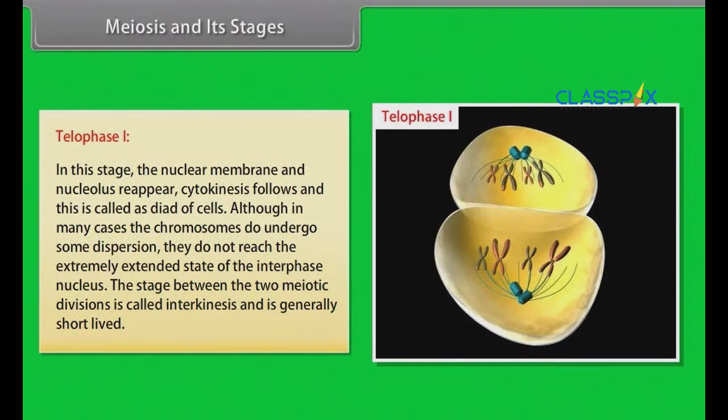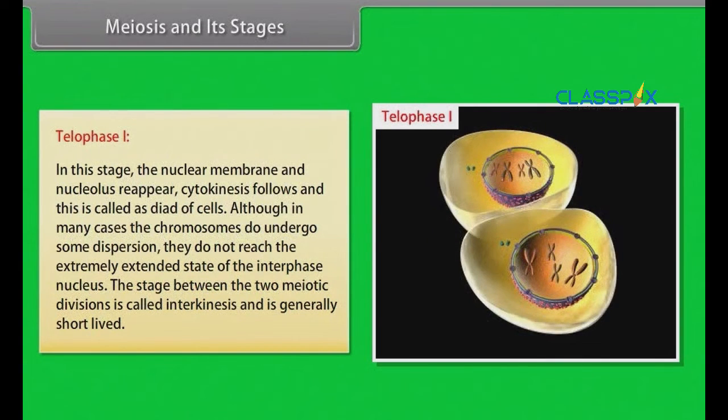Although in many cases the chromosomes do undergo some dispersion, they do not reach the extremely extended state of the interphase nucleus. The stage between the two meiotic divisions is called interkinesis and is generally short-lived. Interkinesis is followed by prophase II.